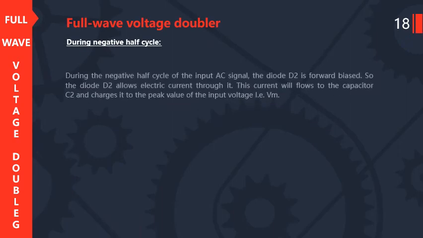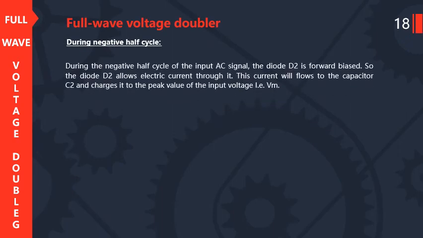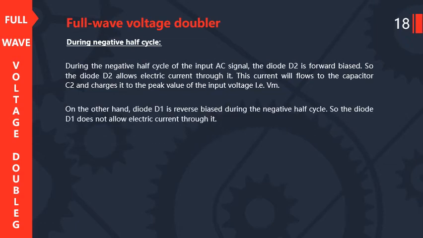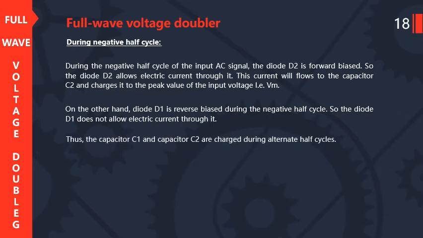During negative half cycle of the input AC signal, the diode D2 is forward biased, so the diode D2 allows the electric current through it. This current will flow to the capacitor C2 and charges it to the peak value of the input voltage, that is Vm. On the other hand, diode D1 is reverse biased during the negative half cycle, so the diode D1 does not allow electric current through it. Thus, the capacitor C1 and C2 are charged during the alternate half cycles.